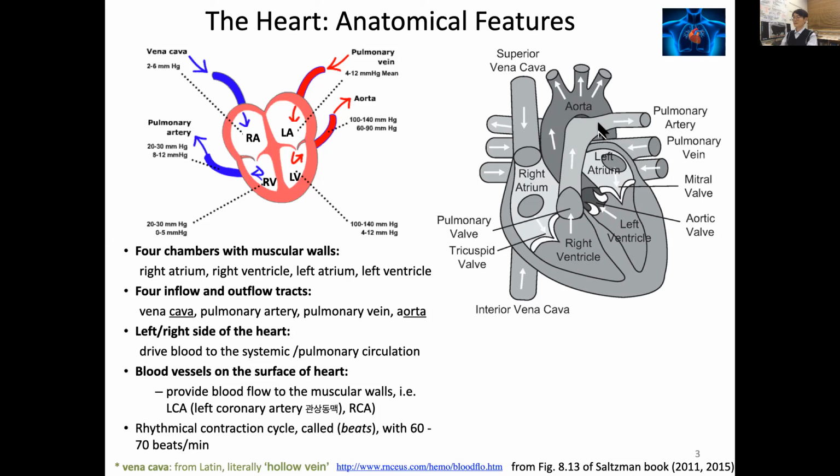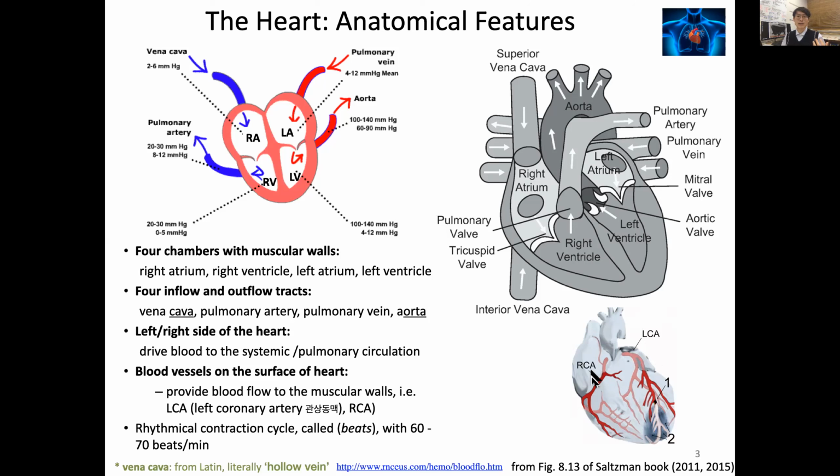To provide blood for our heart, we have blood vessels on the surface of the heart that we call coronary arteries. So you can see this. Again, you see the left part of the heart and the right part of the heart. This left part is called the LCA, or left coronary artery, and this is the right coronary artery.